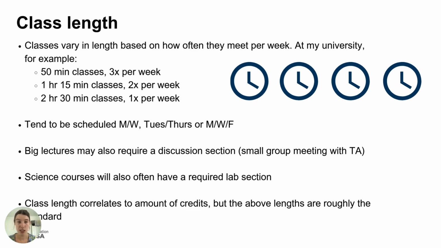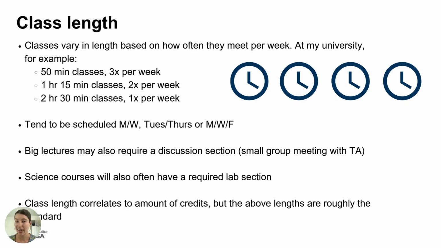Big lectures, classes with maybe 200 students, might also require a discussion section where you have small group meetings with the TA. But as you're enrolling in those classes, they'll tell you if you need to add that discussion section. It should be pretty clear. And science courses will often have a required lab section, and those labs might be 2 to 3 hours long. So just prepare for that.